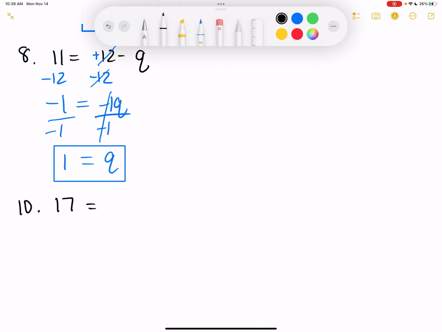All right, 17 equals W divided by 5 plus 13. I'll let you answer. Minus 13 on both.